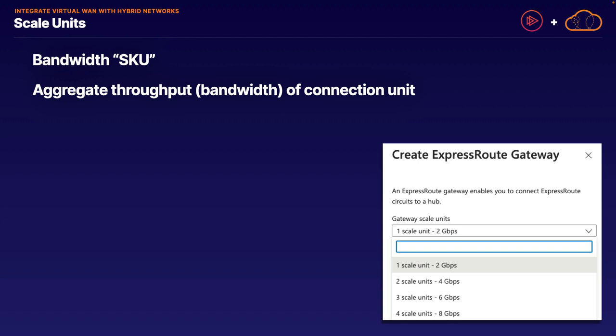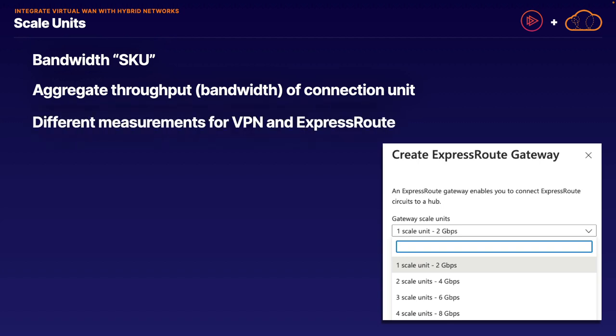Now, very important point is that a scale unit measurement is different if we're talking about VPN or ExpressRoute. What I mean by this is that if we are working with either site-to-site or point-to-site VPN, each of those scale units gives you 500 megabits of aggregate bandwidth. However, a single ExpressRoute scale unit is 2 gigabits per second per individual scale unit. So again, a scale unit is a different measurement depending on if we are talking about VPN or ExpressRoute.